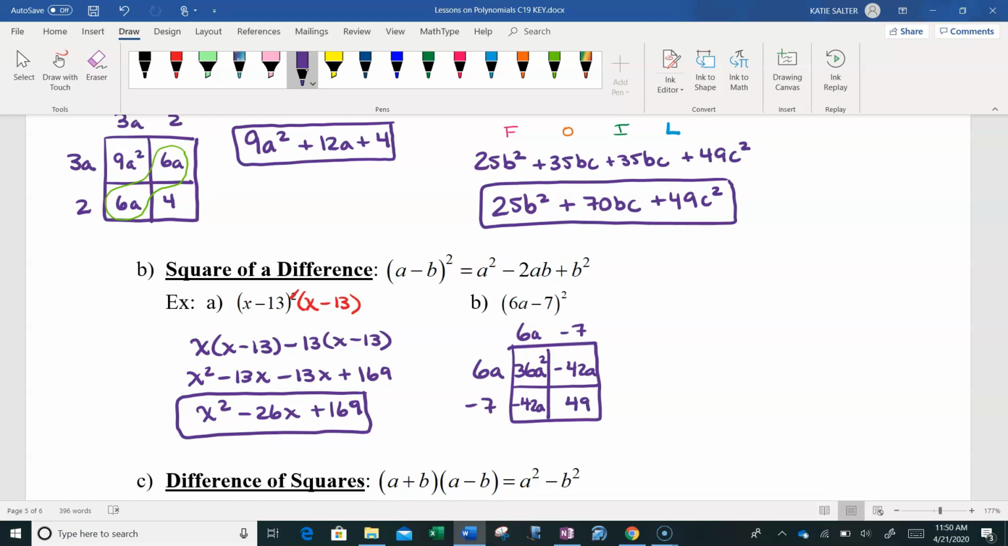So when we pull that out and put it together, that is 36a squared. Negative 42 and negative 42 gives us negative 84a plus 49. And it has that trinomial pattern.